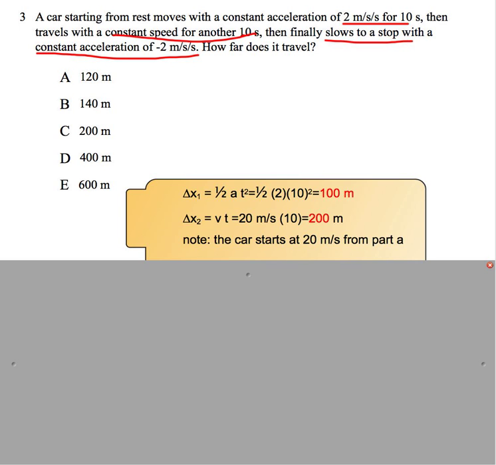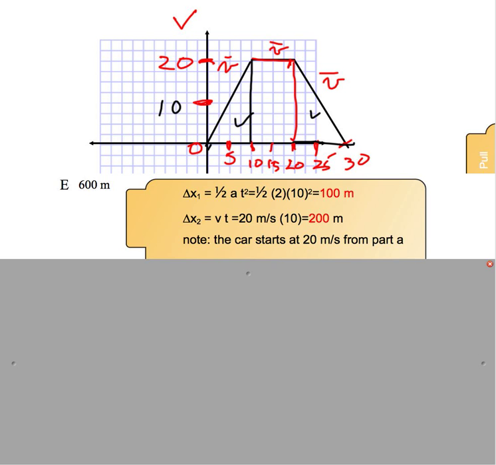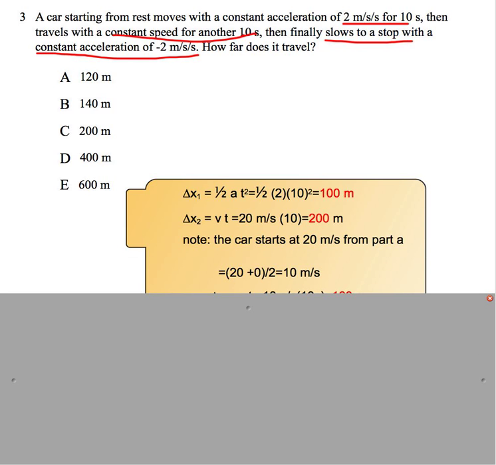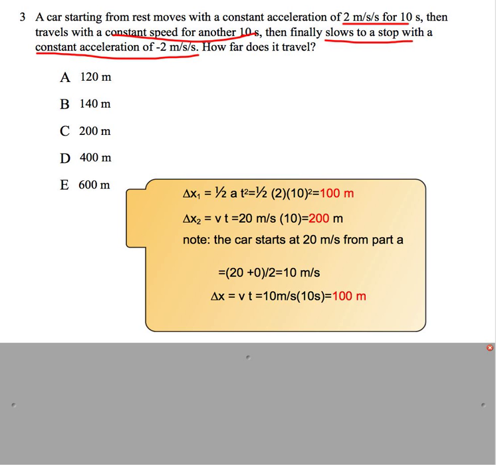And for the third part, we'll use the average velocity. Note that the car reaches 20 meters per second after 10 seconds, because it's accelerating from 0 at 2 meters per second every second for 10 seconds. That means it's traveling 20 meters per second when it gets here, right over here. And then this is 20 and this is 0, so the average velocity is 10 during this time. So you can use that, and that'll give you 100.